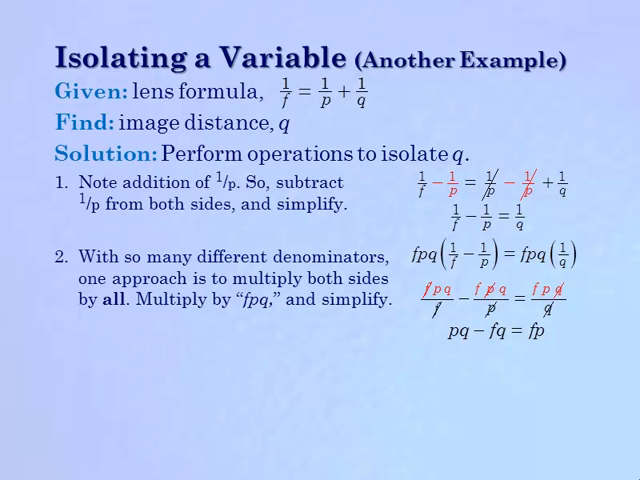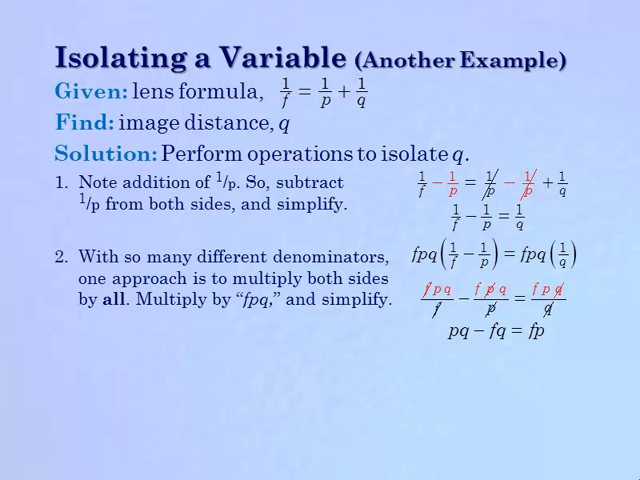And then the second term, fpq over p, so we're just left with fq. So we end up with pq minus fq equals FP. So I hope you're not getting intimidated by all of these letters floating around here. They're just taking the place of numbers.